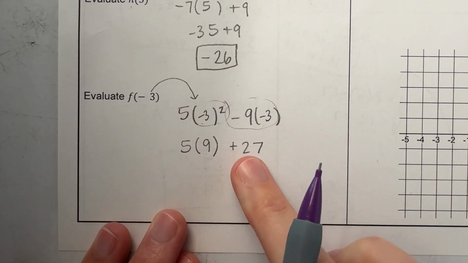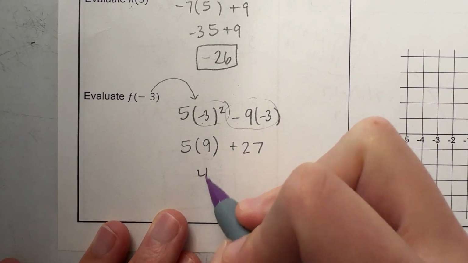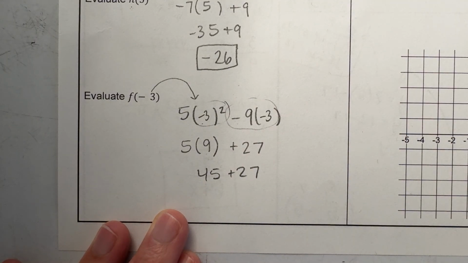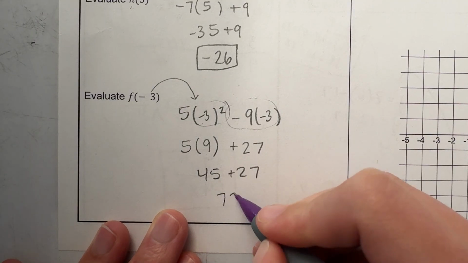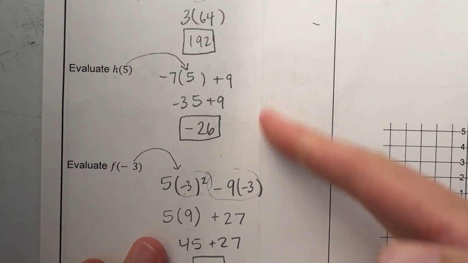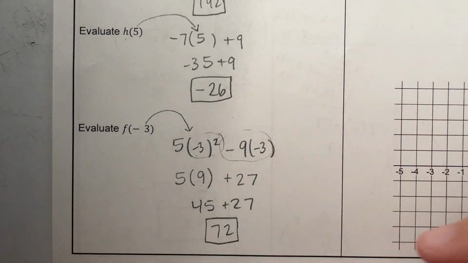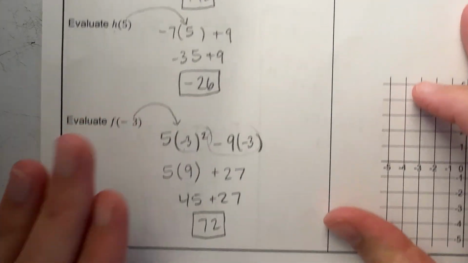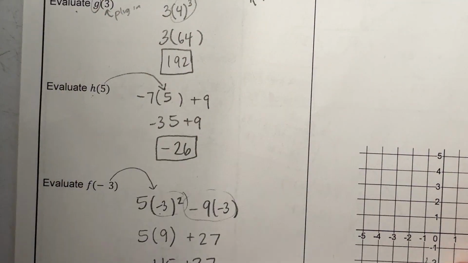Now I have multiplication and addition. Multiplication comes first, of course. And then I'm going to do 45 plus 27. And that's 72. Okay, my recommendation on this one, you know, I did some of it in my head, I did some of it in the calculator. On a final exam, I would just maybe check all my calculations in the calculator. Just, you know, be smart.